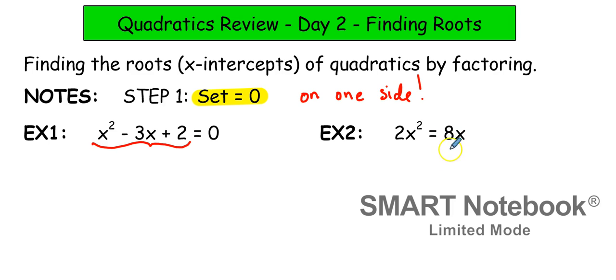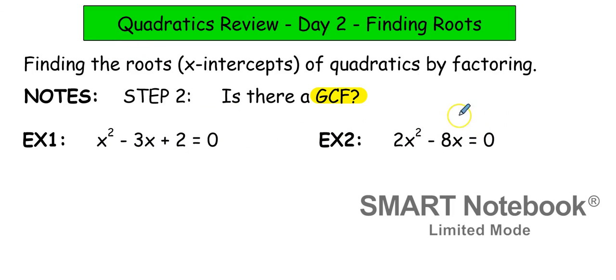So we need to make sure that everything is on one side, and we'll do that by subtracting 8x to the other side. So I have something that looks like 2x squared minus 8x equals 0, and I've got this particular thing going on, so I can move forward. So after we have everything set equal to 0, you notice I adjusted it so that it reflects what we did in the last step.